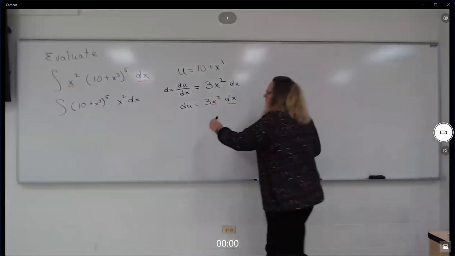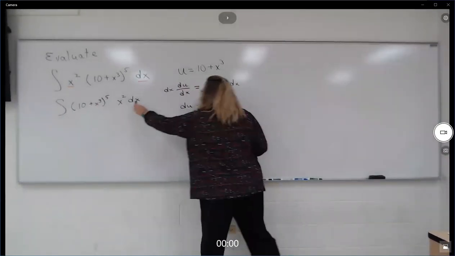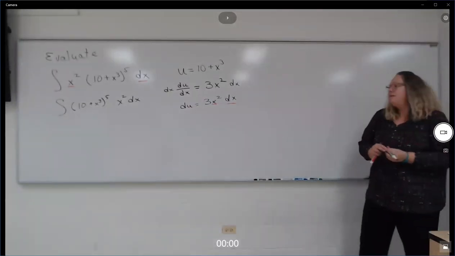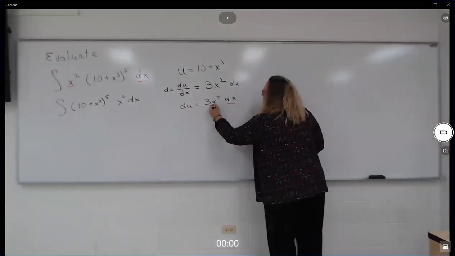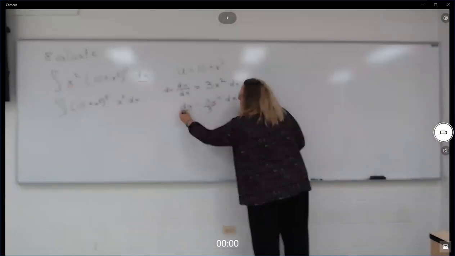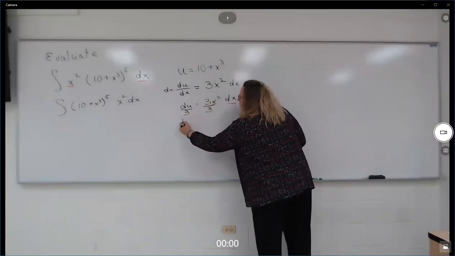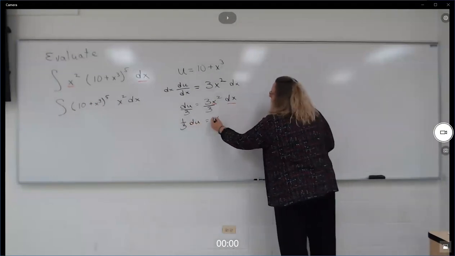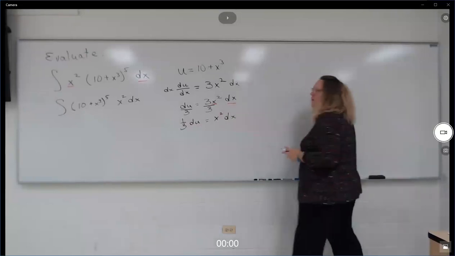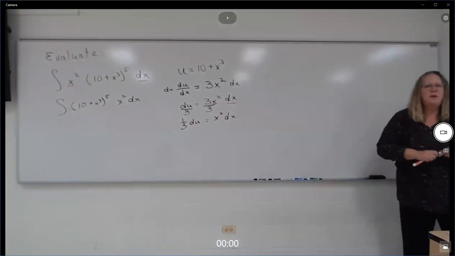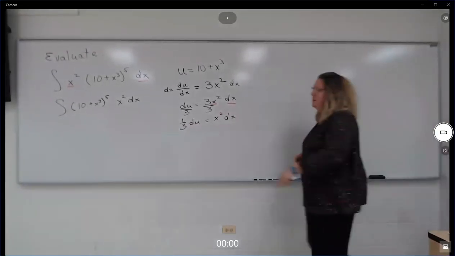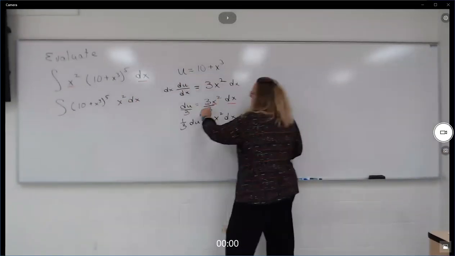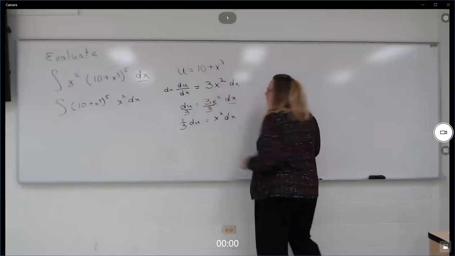So what's the difference? This is x squared dx. This is 3x squared dx. So let's get rid of the 3. We're going to divide by 3. So now I have 1/3 du equals x squared dx. That 3 was an extra piece because I'm always matching it back to my original problem. x squared dx, that's what I want. And I had this extra 3, so I'll just move it to the other side.